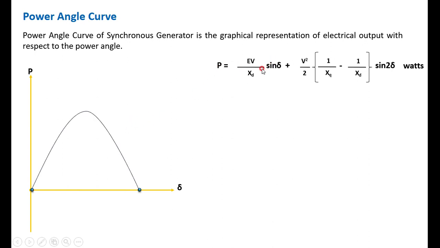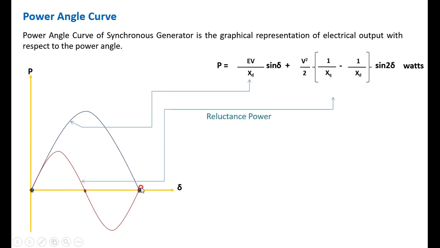Therefore, the first term, that is EV by XD sin delta, is a sine function. The second is also a sine function, but it has double the frequency of the first one. Therefore, the second term has two half cycles. This second term is called the reluctance power. If you add these two curves, you have to superimpose them, then what I am getting is the total power P. This is the total P versus delta.